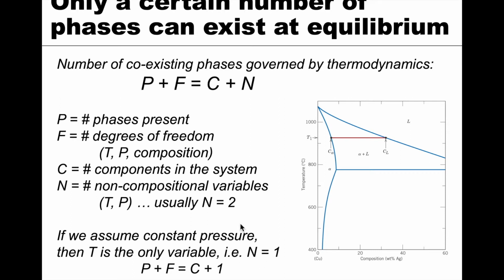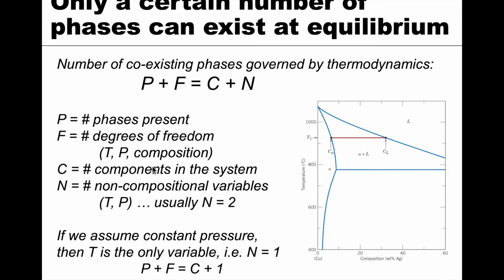If you have a system like the water phase diagram that I showed you, then pressure would still be a variable, and temperature would be a variable, and therefore N will be equal to 2. Typically, if you're shown a phase diagram, you can infer the number of non-compositional variables from the axes. Temperature and composition means pressure is held constant if there's no other indication, so temperature is your only variable and N equals 1. If you see pressure on the diagram, then obviously you would have N equal 2.